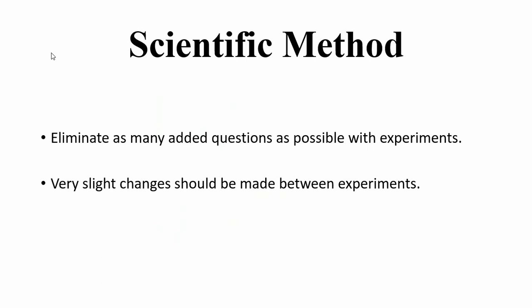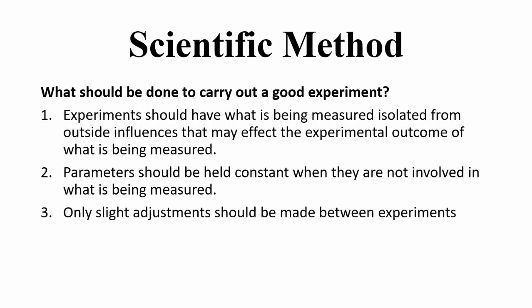Another good practice is making slight changes. Slight changes should be made between experiments. This can decrease the amount of questions there are between the cause and effect with each experiment. To conduct a meaningful experiment, the experiment should have what is being measured isolated from influences outside of what is being measured. Parameters should be held constant when they are not involved in what is being measured, and only slight adjustments should be made between each experiment.